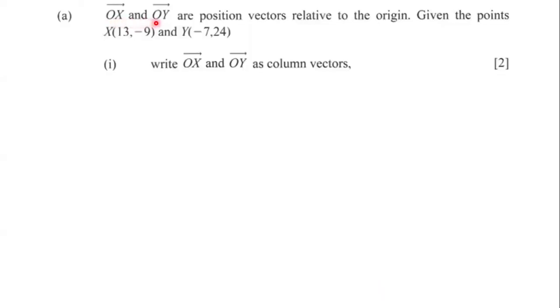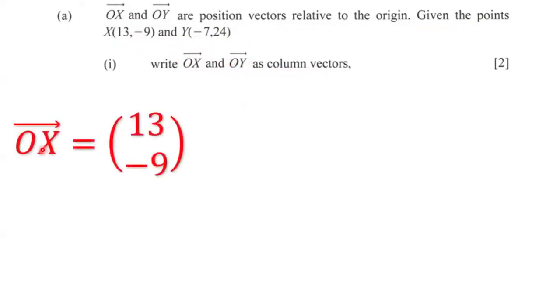OX and OY are position vectors relative to the origin. Given the points X and Y, write OX and OY as column vectors. Now the coordinates of X are (13, -9), and the coordinates of Y are (-7, 24). And they want us to write OX and OY as column vectors.